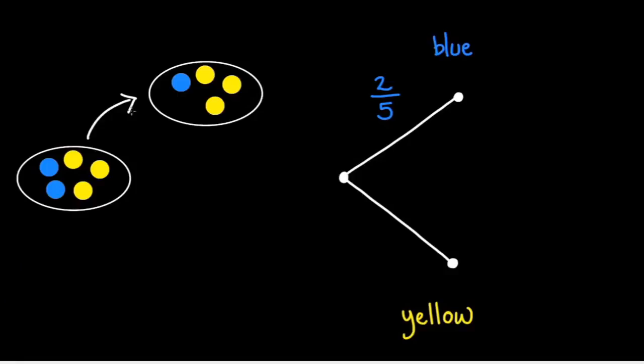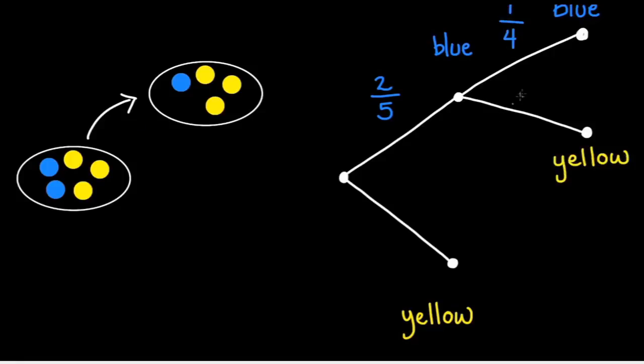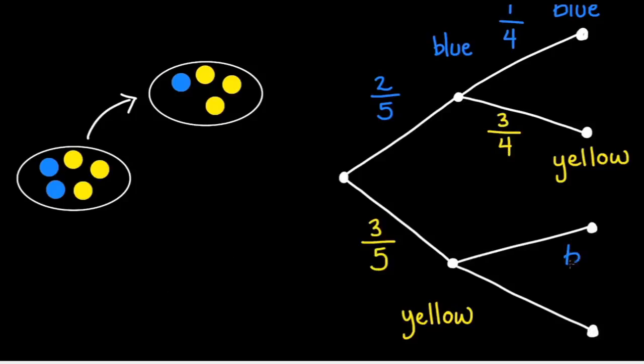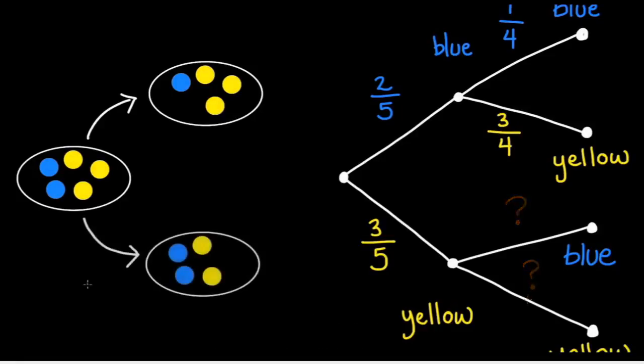If a blue marble is drawn first, you're left with 4 marbles, 1 blue and 3 yellow. In other words, if a blue marble is selected first, the probability that you draw a blue second is 1/4, and the probability that you draw a yellow second is 3/4. Now, pause the video and determine the probabilities if the yellow marble is selected first instead. If a yellow marble is selected first, you are left with 2 yellow and 2 blue marbles.